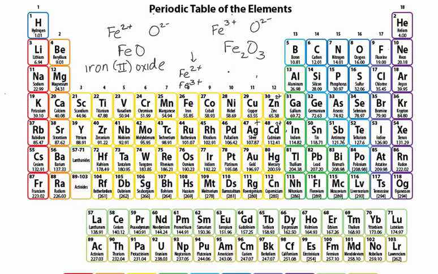This is iron(III) oxide. So you see, when written in narrative form, the only difference we have is that Roman numeral. But you can see the difference in the chemical formula very clearly, that we have either a 1-to-1 ratio of iron to oxygen or a 2-to-3 iron to oxygen.